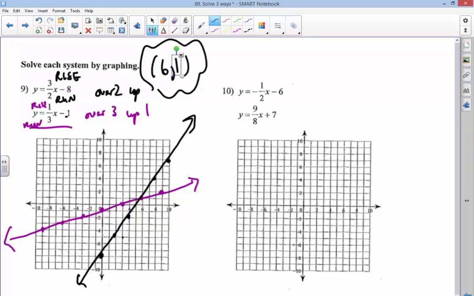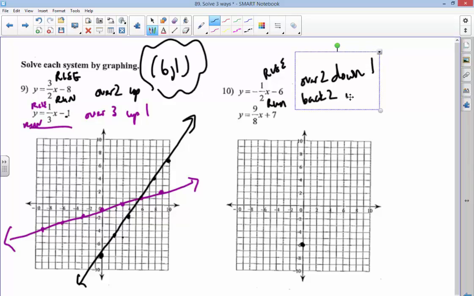All right, the grand finale. The y-intercept is negative 6, so you're going to put a dot right there. This is your rise, and this is your run. But you have this negative out front, so your line needs to be going down as you read the graph to the right. So you're going to go over 2, down 1, or you're going to go back 2, up 1.